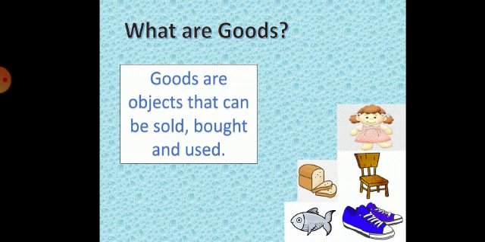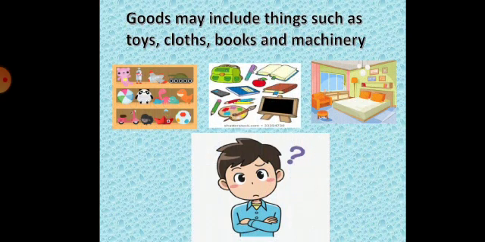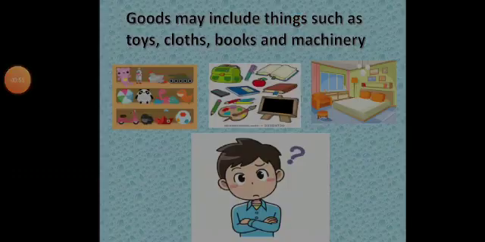Goods are objects that can be sold, bought, and used. You can touch them with your hands. You can see many things around you in your bedroom, in your classroom, or in any shop. Books, clothes, machinery, toys. You can touch them. These all are called goods.